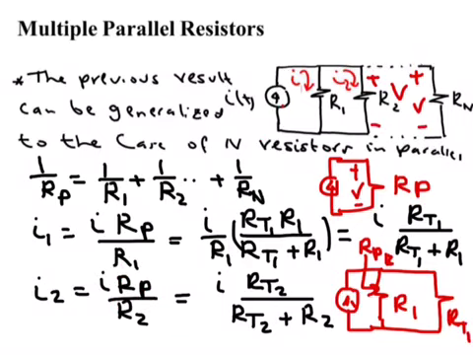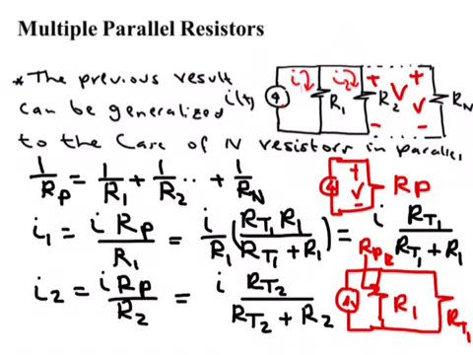This RP, which is the parallel combination of all resistances, is equivalent to R2 in parallel with all the other resistances. This combination of all other resistances, I call it RT2 here. The book, I believe, calls it RTJ for the jth resistance. So you end up with a similar expression. The current flowing in the second resistor is equal to the current source that we have, multiplied by this division ratio. So what is the net result of this calculation?